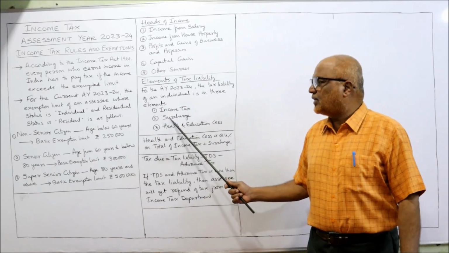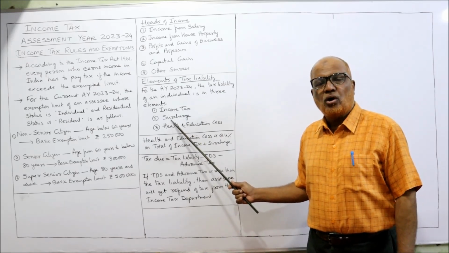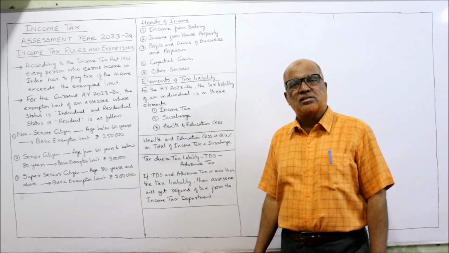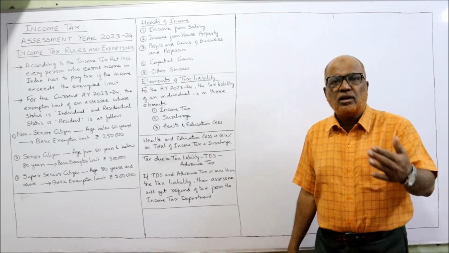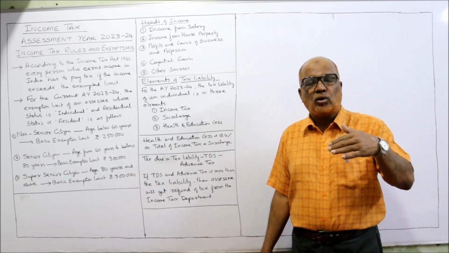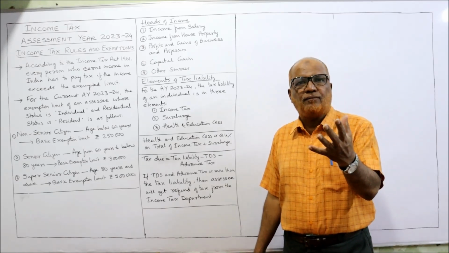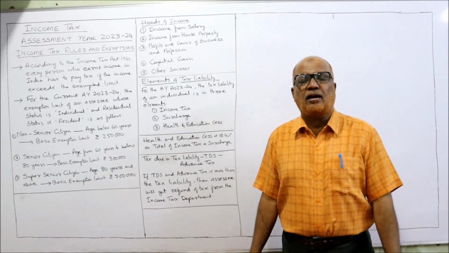After adding surcharge, basic income tax plus surcharge, on that total 4% is the health and education cess. The government of India is collecting an additional tax in order to facilitate health and education purpose. Additional taxes are collected, 4%.